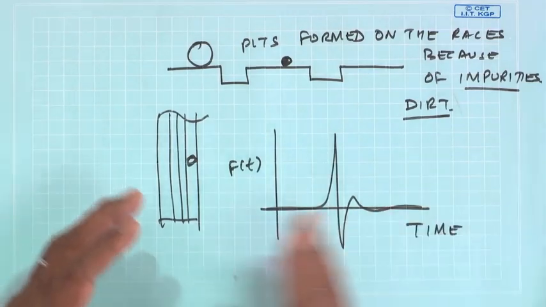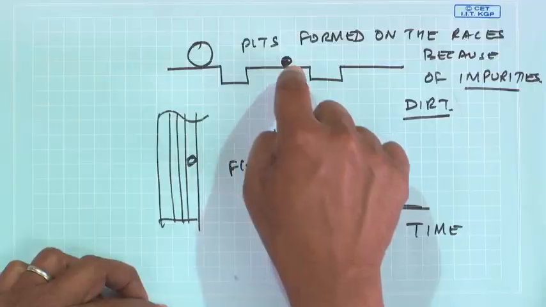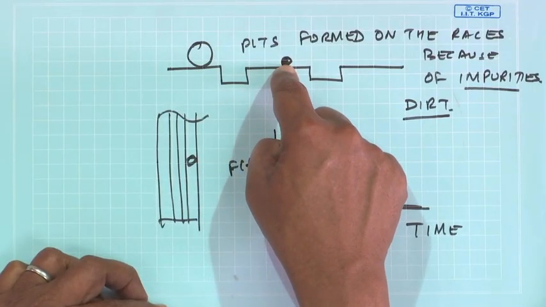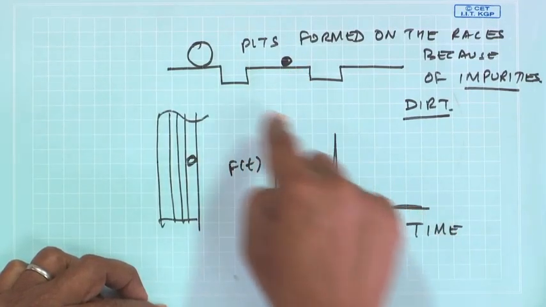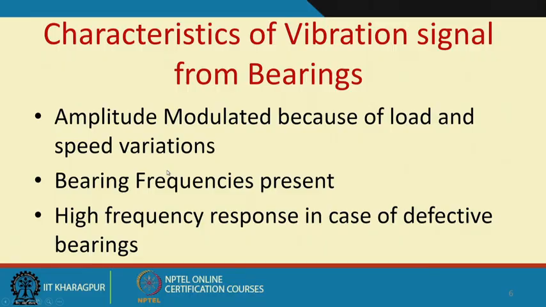Okay. So, in a new bearing, because of waviness and surface roughness, we have vibration. This vibration will get amplified if there are hard carbon residues, and pits formed because the races are being scored. Okay. And then the load on the bearing could also be varying. Okay.